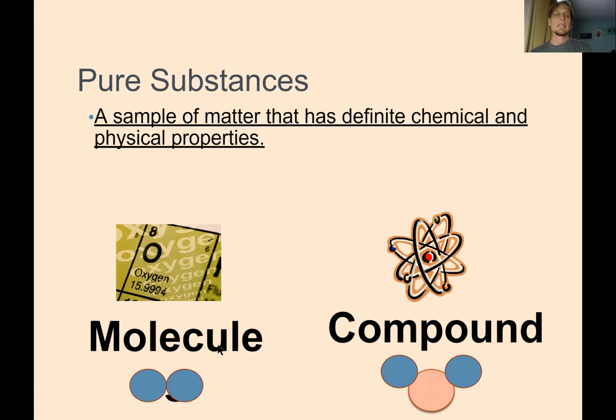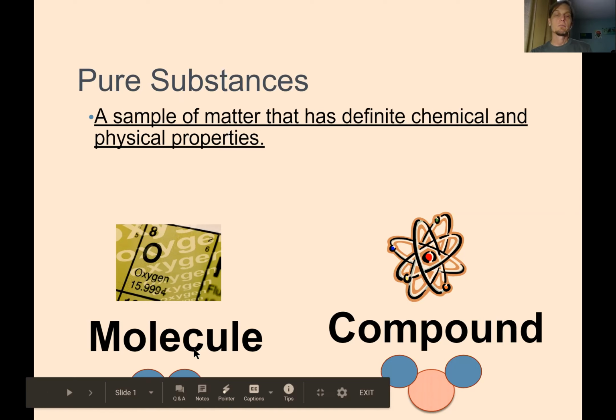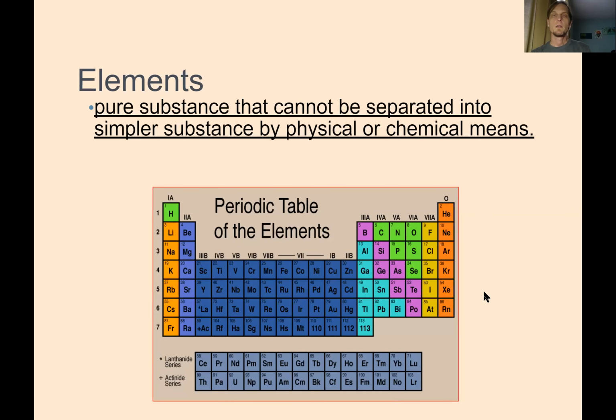If they're similar atoms bonded as a molecule, it's a pure substance. If it's a compound, it's a pure substance. The reason it's a compound and not just a molecule is because it has 2 different elements, not only one kind of element. So look at the picture there and compare.